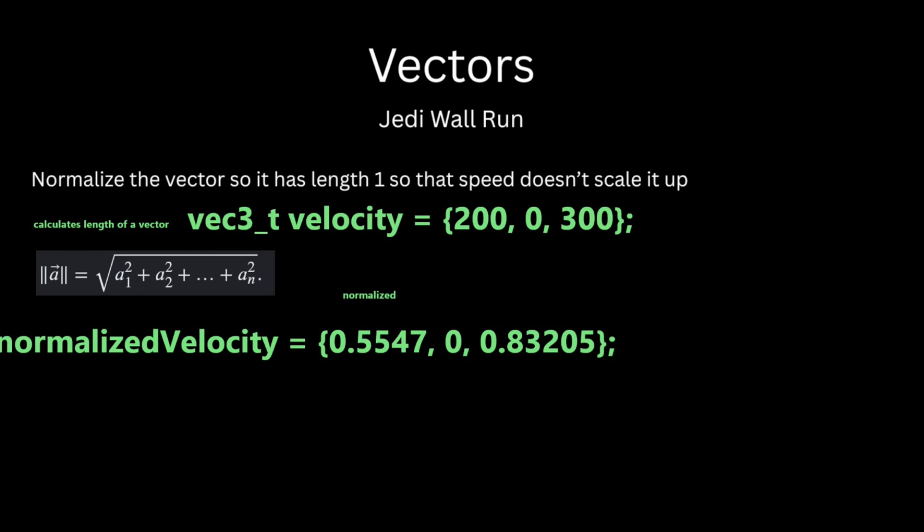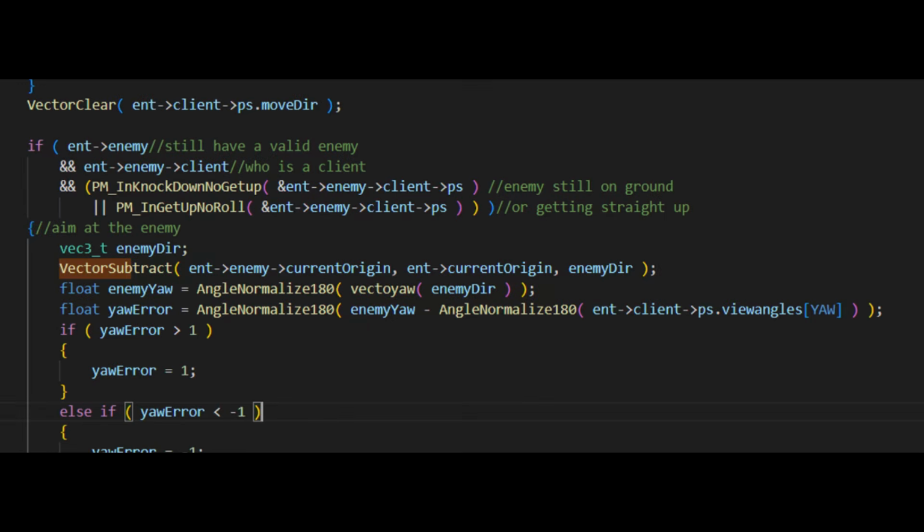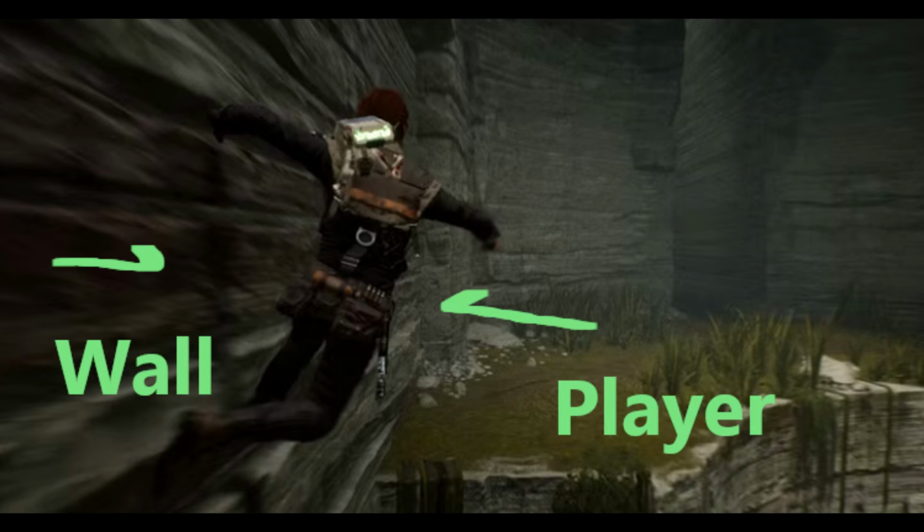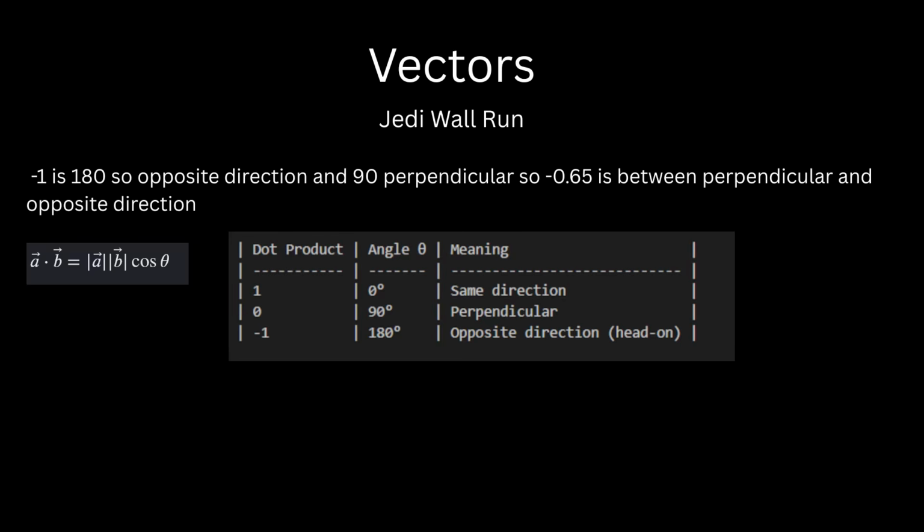We then normalize it, which means we scale it down so its length is exactly 1. This way our math isn't affected by how fast the player is actually moving. The wall itself also has a vector, called a normal, that points directly away from the surface. By taking the dot product of the player vector and the wall normal, we get a value that tells us the angle between them. Based on that angle, the game decides which wall run animation to play.